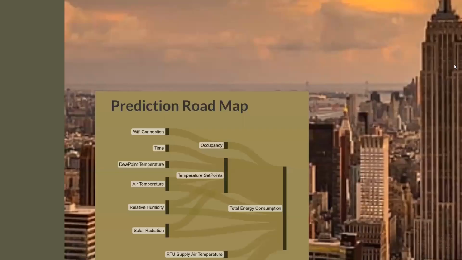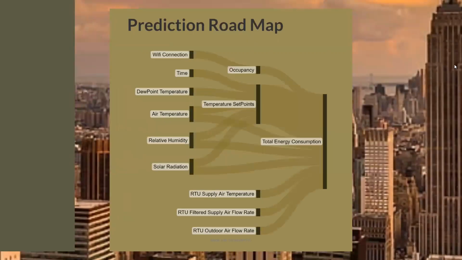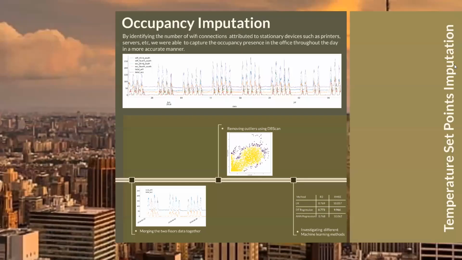Finally, a prediction roadmap is presented that collected all the attributes used in the prediction and what they are going to predict or impute. We used the Wi-Fi connection to impute the occupancy for the missing values. We also used the time and the weather conditions to impute the set point temperature. Once we did those, we added the HVAC rooftop units data to the aforementioned attributes to predict the total energy consumption. Since we have only 3 months of data for occupancy, in order to impute the occupancy, we use Wi-Fi connections as a predictor because they have high correlation.